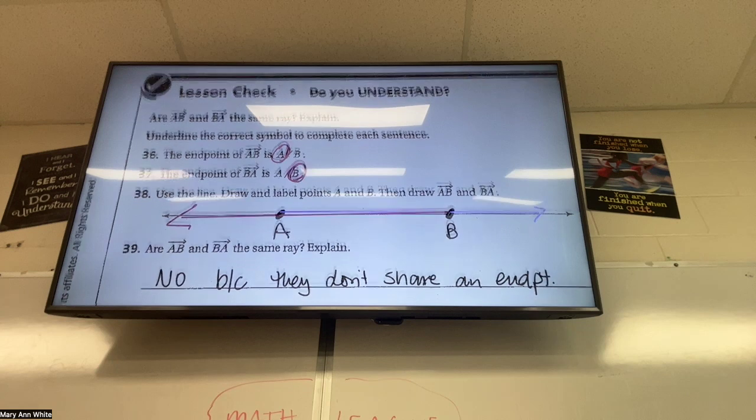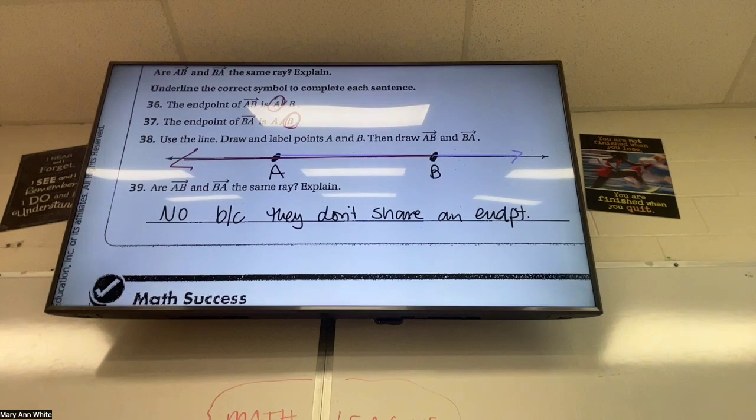Think of one other problem that makes them not the same ray. Chase. They go in opposite directions. If it's the exact same ray, they should start at the same place and they should go to the same place. They do not. They go in opposite directions. Wait a second. Does that make them opposite rays? Why are they not opposite rays? They don't share an endpoint. Awesome. Good job, you guys.